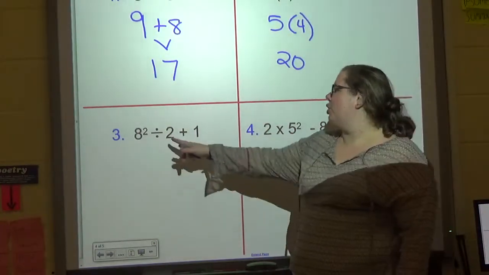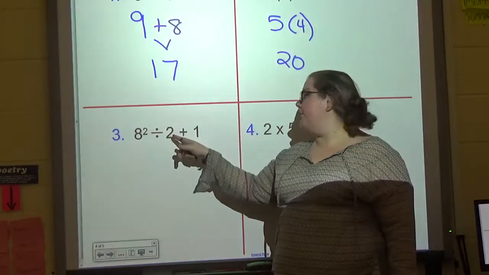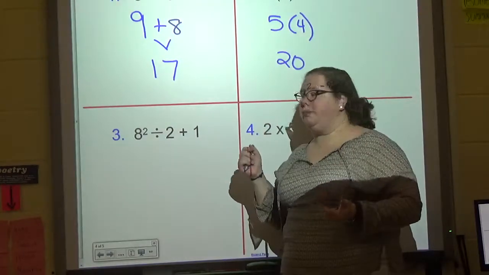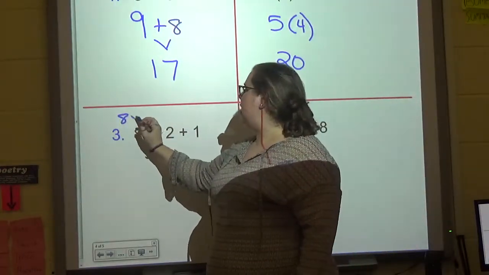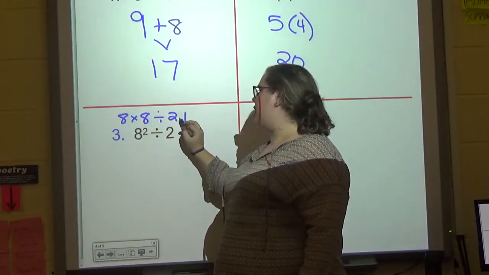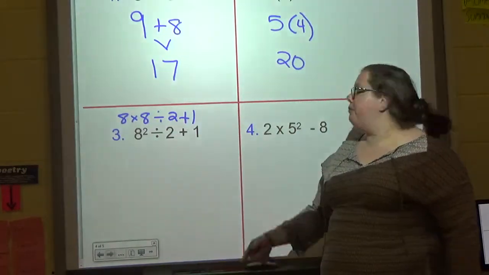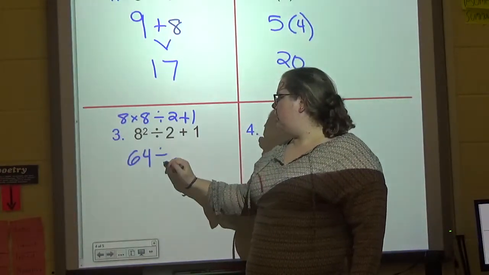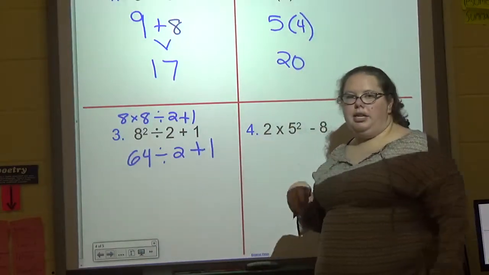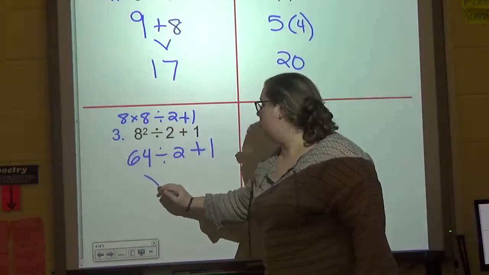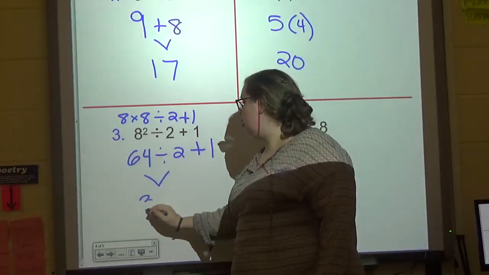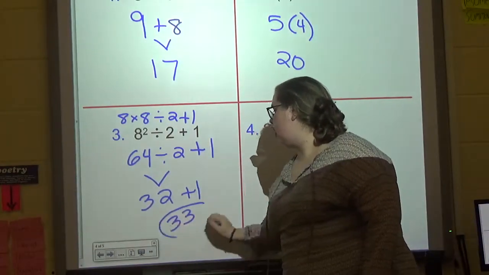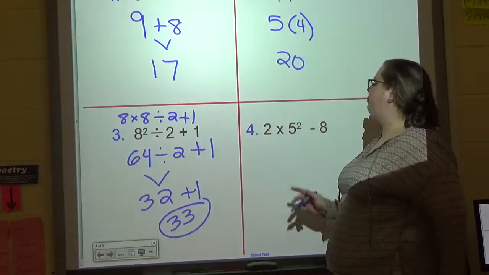Alright, next one. We have 8 squared divided by 2 plus 1. So again, exponents first, and even if you think about it as multiplication, this is really 8 times 8 divided by 2 plus 1. So here we are going left to right. 8 squared is 64. Divided by 2 plus 1. Division comes next. 64 divided by 2 is 32. Plus 1 is 33. And we're done.